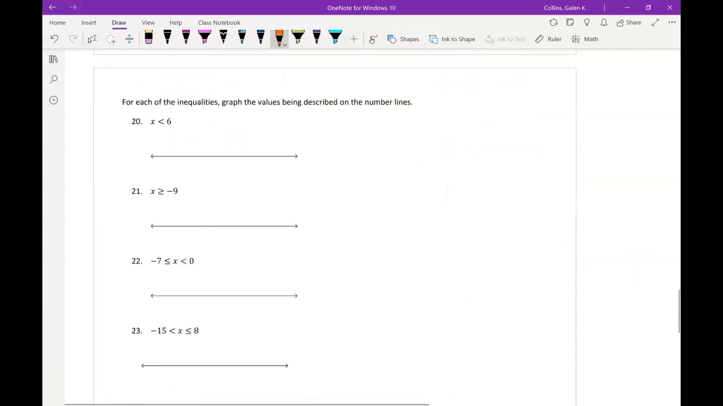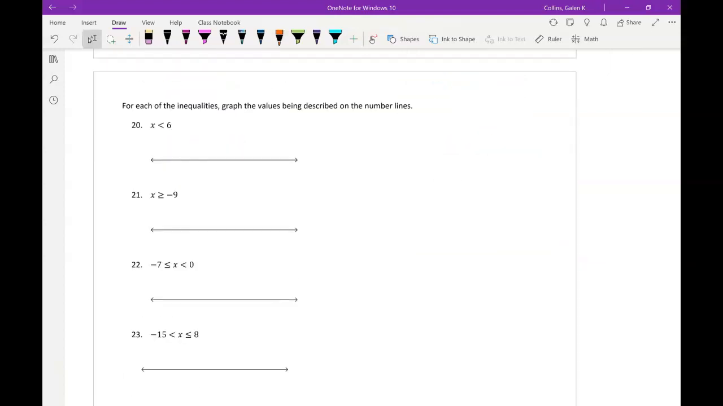All right, we're almost done on this last side. For each of the inequalities, they should really have you do this first before those domain and range questions, because it would help us writing the notation. For each of the inequalities, graph the values being described on the number lines. So you don't have to put a bunch of numbers on here.